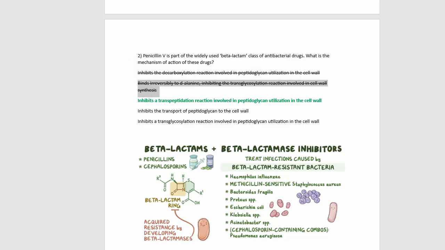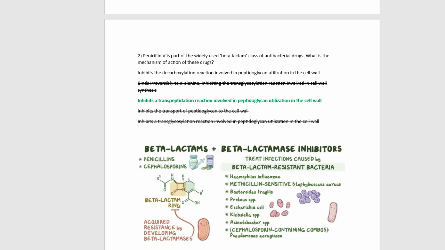Okay, so it's not 4, because penicillin ultimately leads to fewer crosslinks, which reduces the strength of the cell wall and eventually causes cell lysis. So it doesn't inhibit the transport, so we can rule that one out. And then it's not number 5, as it inhibits transpeptidation rather than transglycosylation. So again, when you're thinking of penicillins, think beta-lactams.